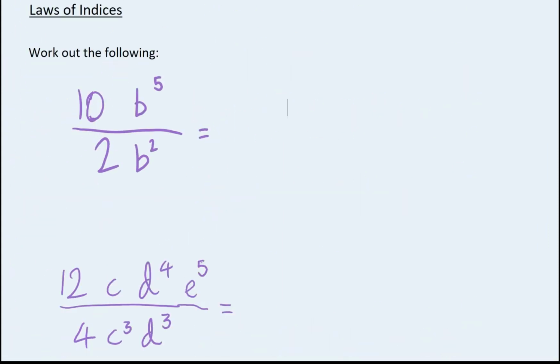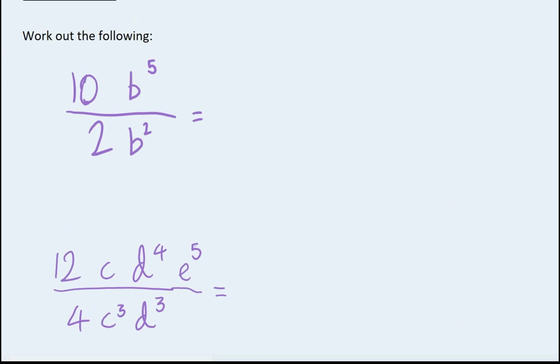I'll just do a quick example on how dividing works. Again, it's the exact opposite. You're going to divide the numbers and you're going to subtract the powers. So here, 10 divided by 2 is 5, and we do 5 minus 2, which gives us 5b to the 3.